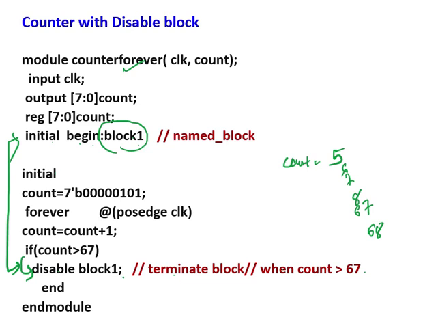Then it will come out of this begin and end. So next is end of the module. So this is how this named block and disable block work. This named block is for naming a block, and this disable block is to terminate a block.